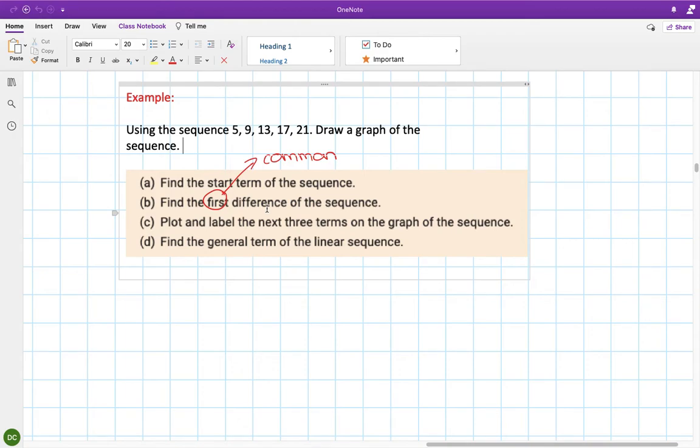So up here we have 1, 2, 3, 4, 5 terms. But they want us to also do 6, 7, and 8. So we're going to need to be aware that we leave enough space in our graph for that. And then the last one is find the general term. So once we see general term, we know we're going to use our formula.